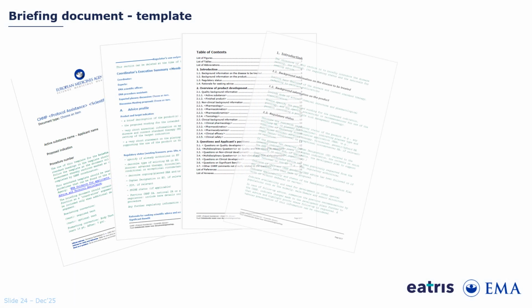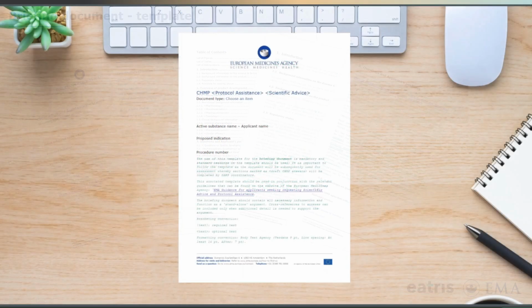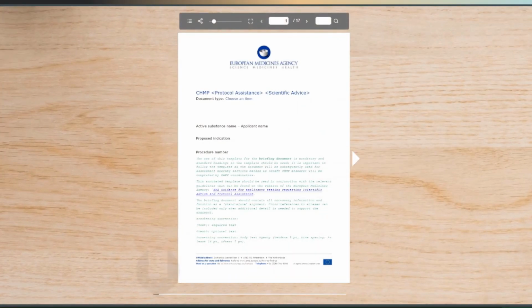Applicants must upload a draft briefing document introducing the medicine under development and outlining their questions and positions in IRIS at the time of application, using the CHMP Scientific Advice Briefing Document template. The first part of the briefing document template is designated exclusively for regulators' internal use and should not be completed, modified, or deleted by applicants.